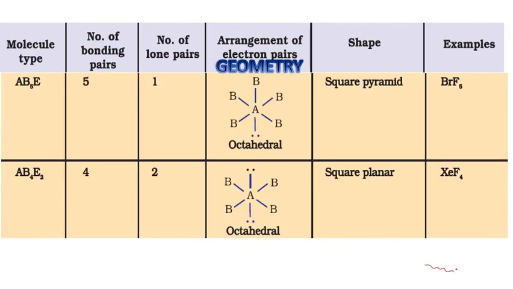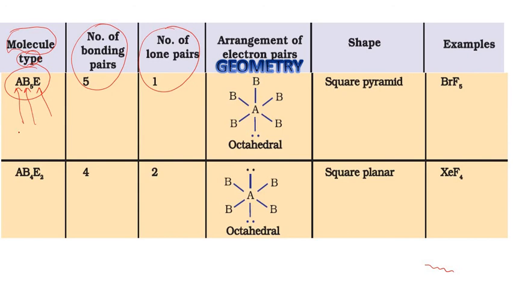Now we will have the last 2 examples, right? And here we are going to discuss the molecule type AB5E. Central atom is A, surrounded by 5 B atoms, and there is 1 E, which means 1 lone pair and 5 bond pairs, right?